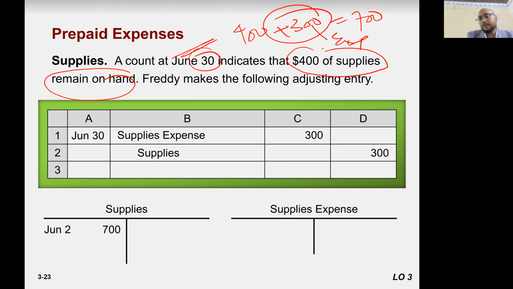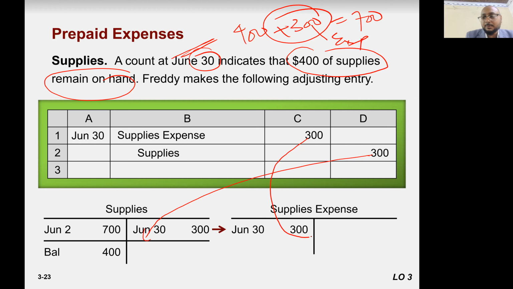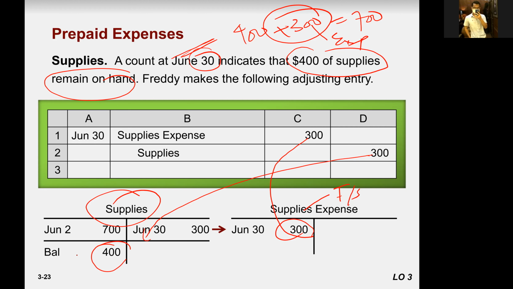So if you go here, supplies is credited, supplies will go here, and supplies expense will go here. This will go to the income statement as an expense, and we have a balance of 400. This is how we make accrual accounting. Guys, you understand? It is the same entries, we are just posting them, and when we do, we name them adjusting entries.